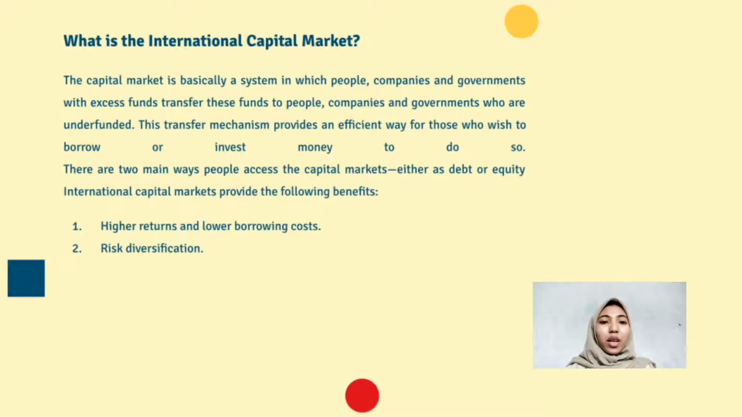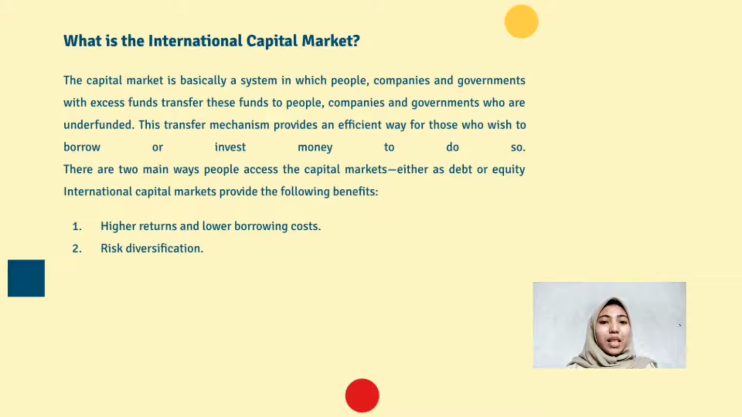There are two main ways people access the capital markets, either as debt or equity. Debt is money borrowed and must be repaid, and equity is money invested in return for a percentage of ownership, but not guaranteed in terms of repayment.